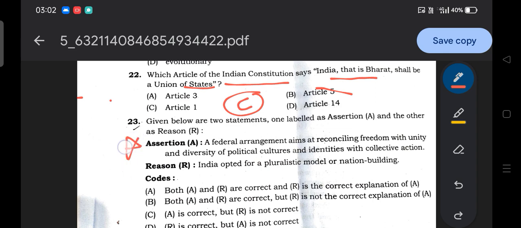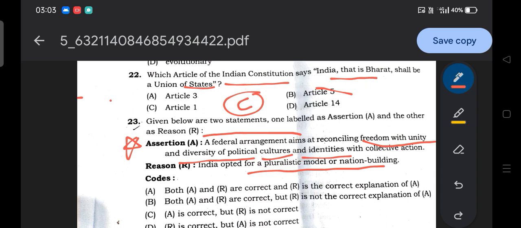One of the assertion and reason based questions. You will ask, sir, in SSB there are no assertion reason based questions? Yes, I agree with you, but this question helps us build conceptual understanding. So let's understand. First, the assertion: a federal arrangement aims at reconciling freedom with unity and diversity of political culture and identity with collective action. Indian federalism is based on unity with diversity, identity, and political culture. Reason: India opted for a pluralist model of nation building. So assertion A is correct, and reason R is also correct.